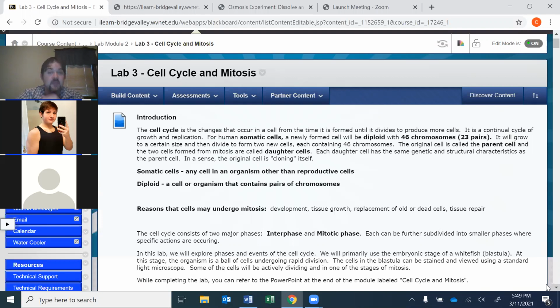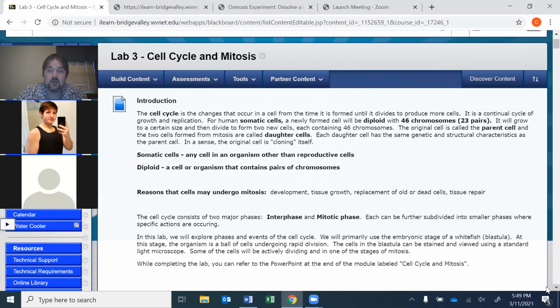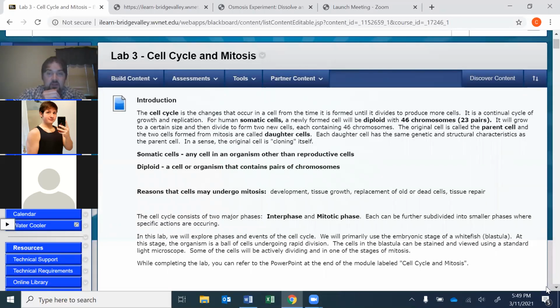So use this weekend to get stuff done that is due the following weekend. Get done whatever you can, whenever you can, because you don't want to pile up. But the cell cycle basically is the life of a cell from the moment it is created through cell division until it itself divides again. So it starts from the time it's formed until the time it divides, and it's a continual cycle.